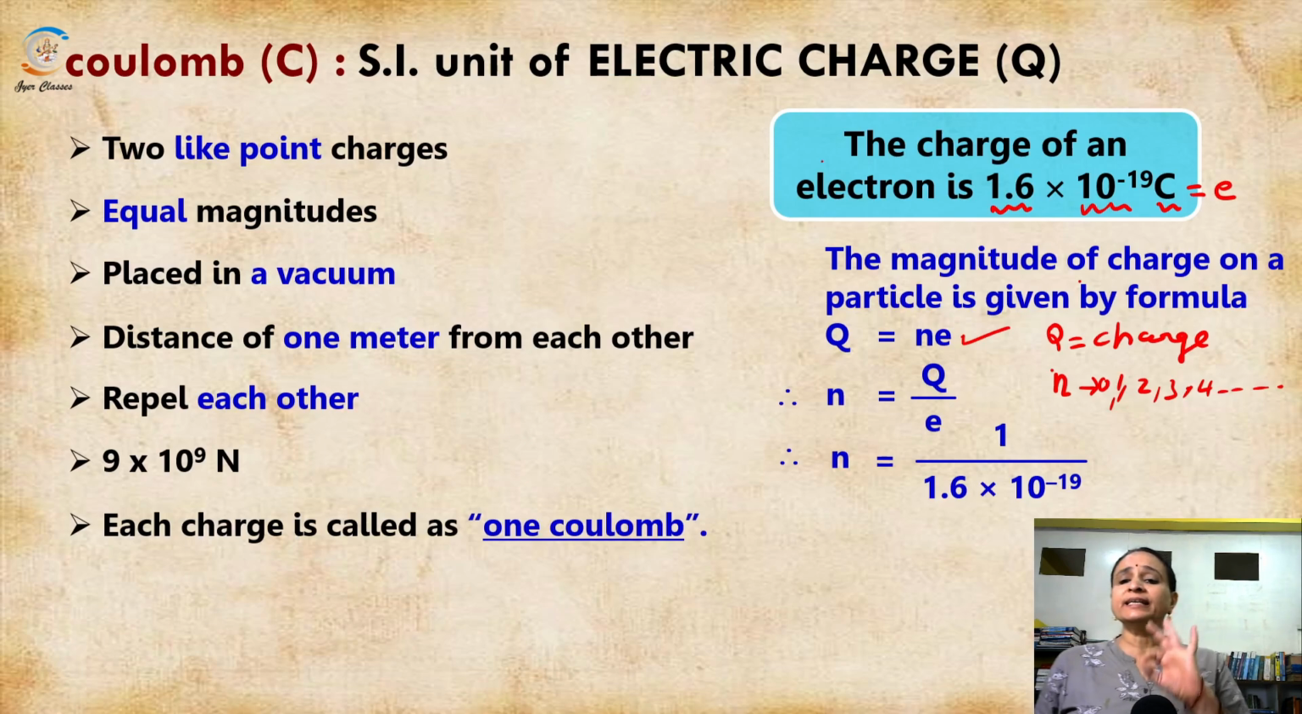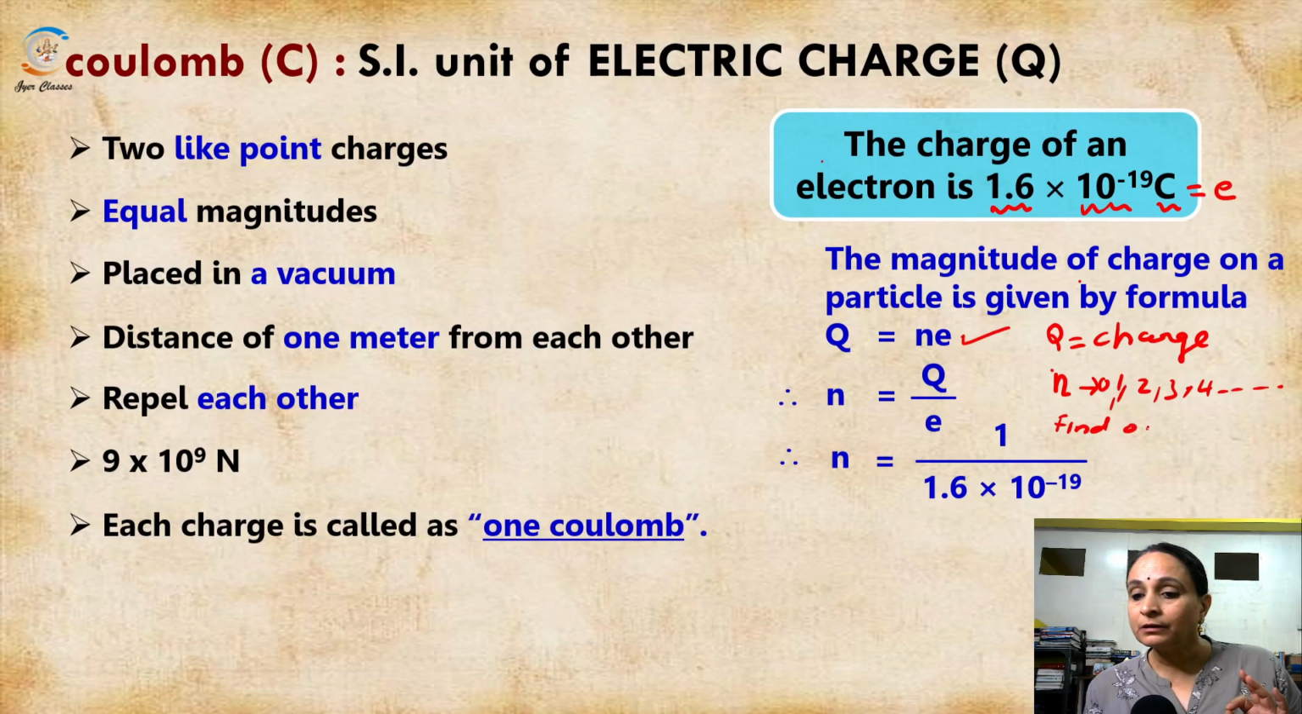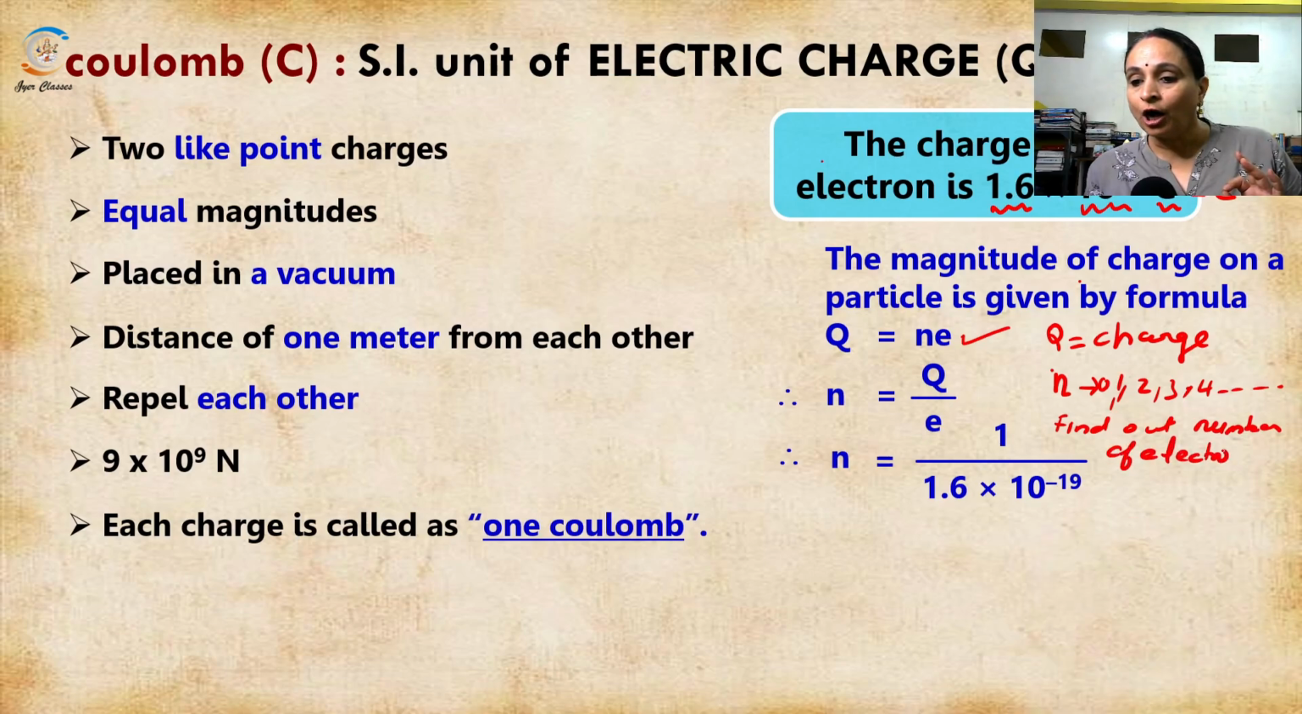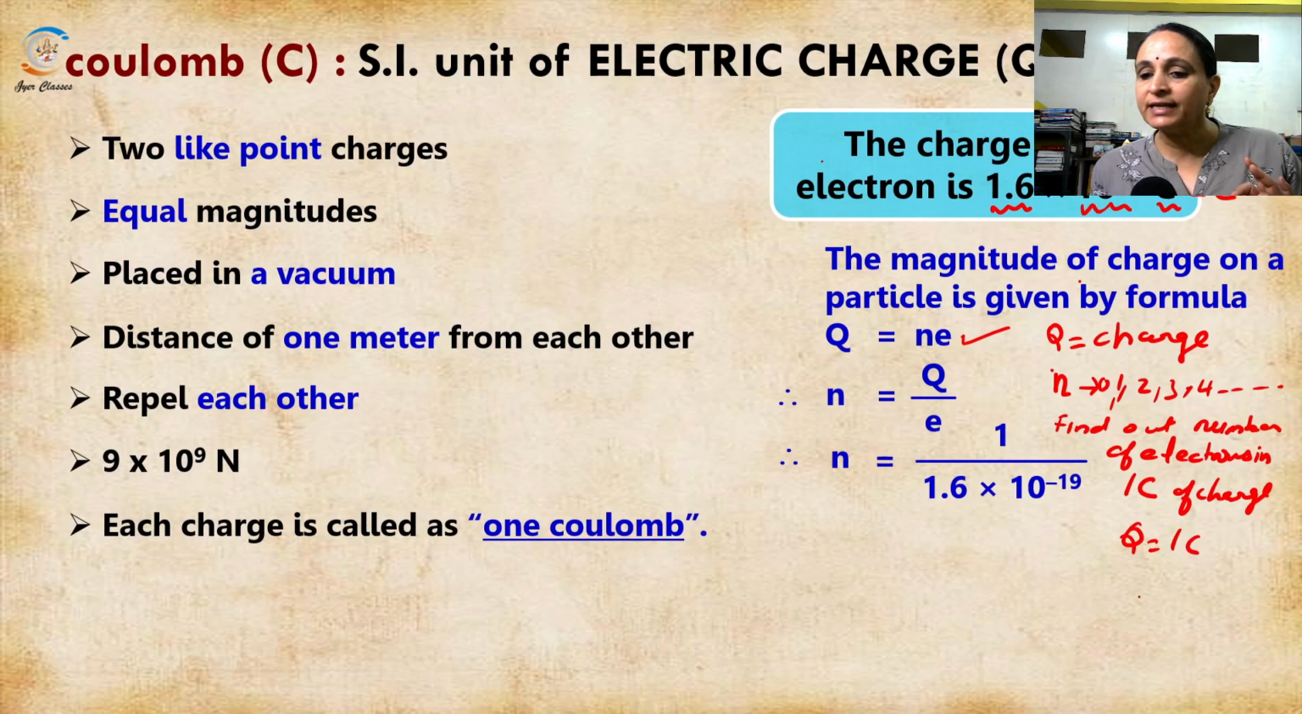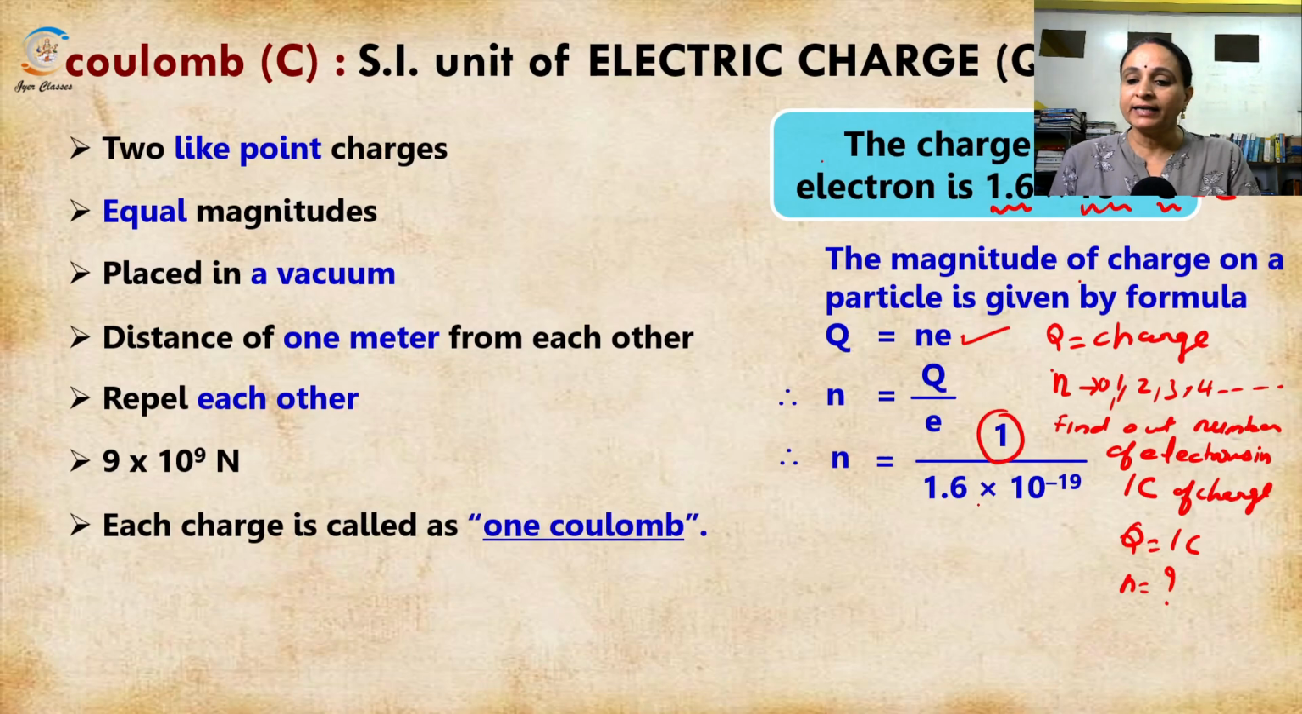Now suppose, take an example that I want to find out the number of electrons in 1 coulomb of charge. What does this mean? I have a charge of 1 coulomb, so find out how many electrons will be in it. What is the formula? n is equal to Q by e. How much is Q? 1. And the charge e is 1.6 into 10 to the power of minus 19 coulomb. Put in the values, see what happens.